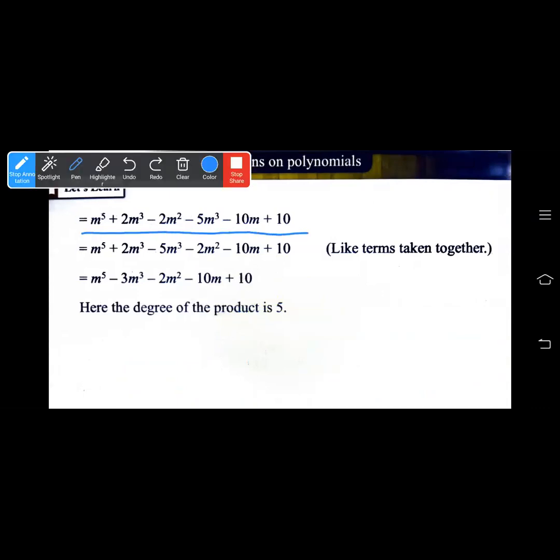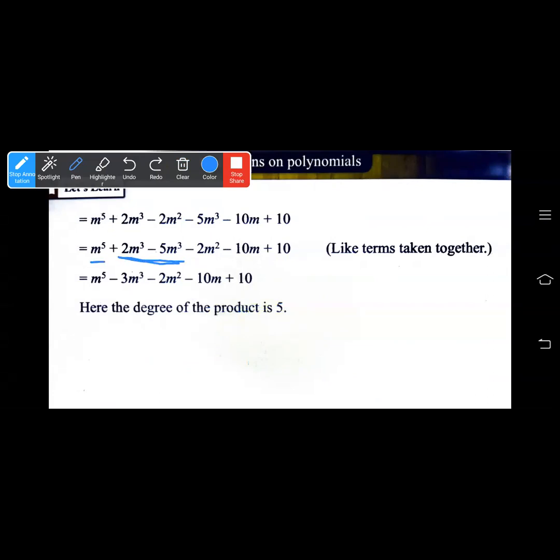Fine. Let's see next. So here we have got what I have done now. This is your expression. Now here, now next is m raised to 5. There is no like term over here with m raised to 5. M cube, no like term. Oh, here like term is there. Minus 5m cube. So it should be kept together. Minus 2m square is alone. Minus 10m is alone. Plus 10 is alone. So that means you just have to do this.